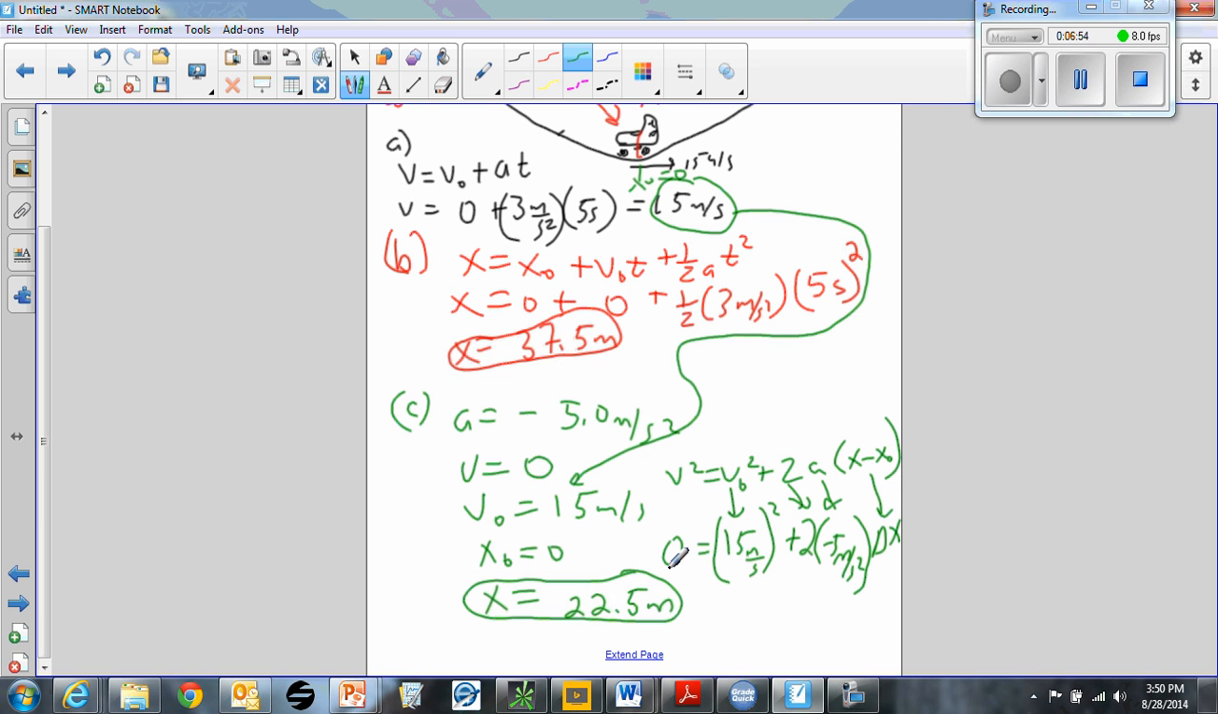So it'd be 15 squared divided by negative 10 in the end, and that's what you're going to get. And I think that's the last part of that one. So that's how you do a 2-part problem. A little bit easier than the one we did in class with the rocket, but similar really. It's just not quite as complex.